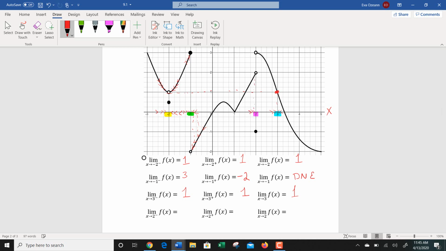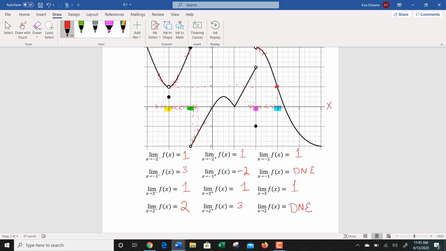Let's see, it looks like my y value is getting closer to 2. However, as I approach from the right-hand side, and I look at my graph, it looks like I'm getting closer to 3, which means, since these don't match from the left or the right, the overall limit does not exist.